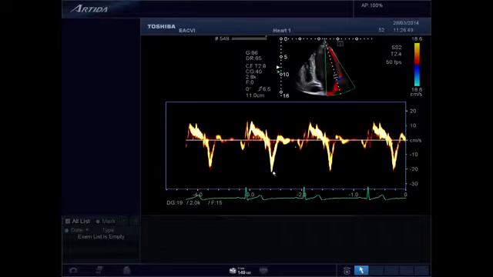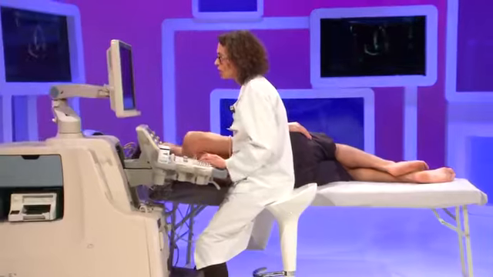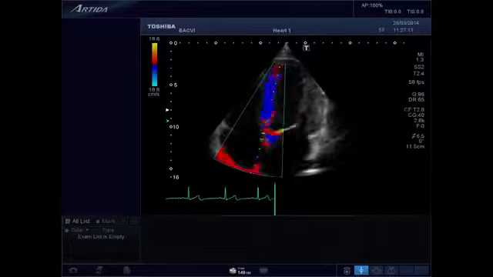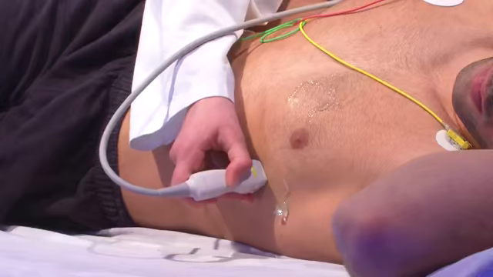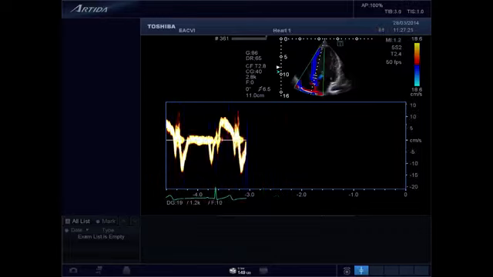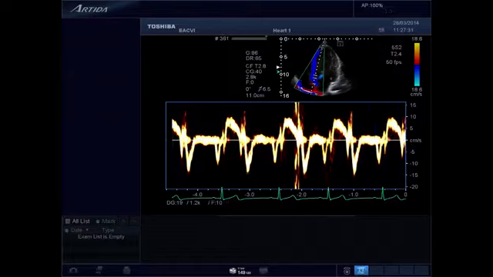So the most used parameter is the E prime velocity that you will compare to the E wave of the mitral flow. So now I will assess the same on the septal side of the mitral annulus, still trying to be parallel to the movements of the wall. And I still have the same thing, the systolic velocity, the isovolumic contraction, here the isovolumic relaxation, E prime, A prime, and I will assess mostly this parameter.